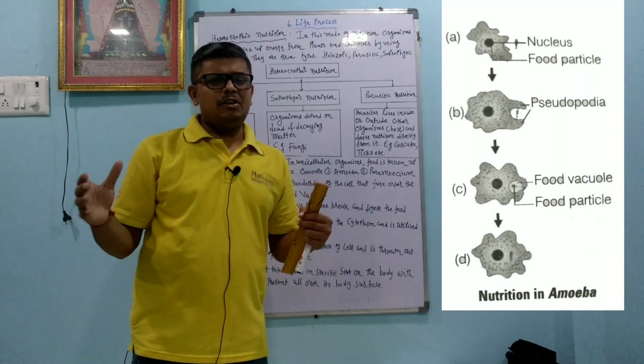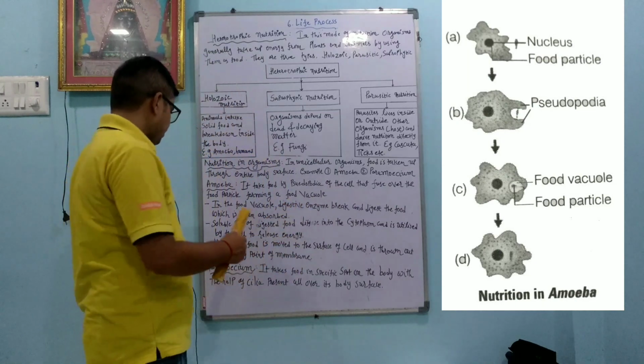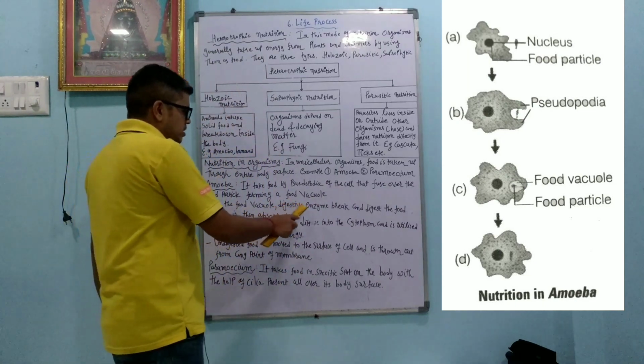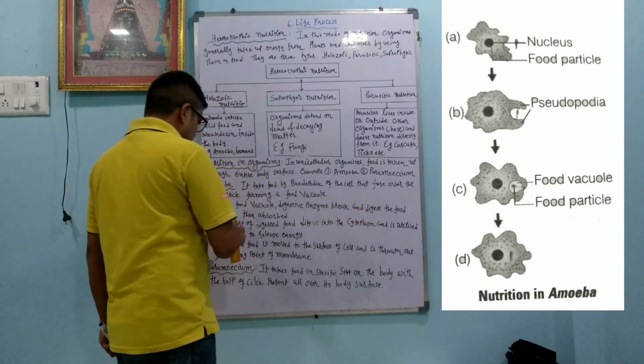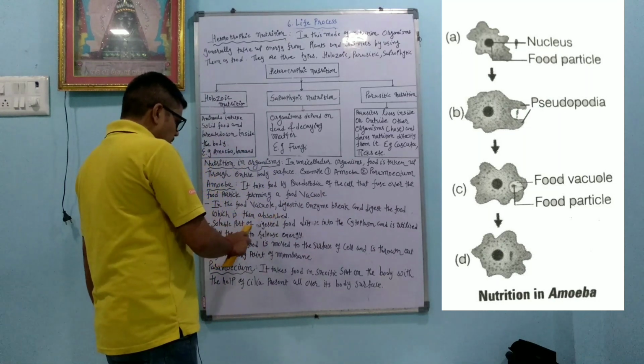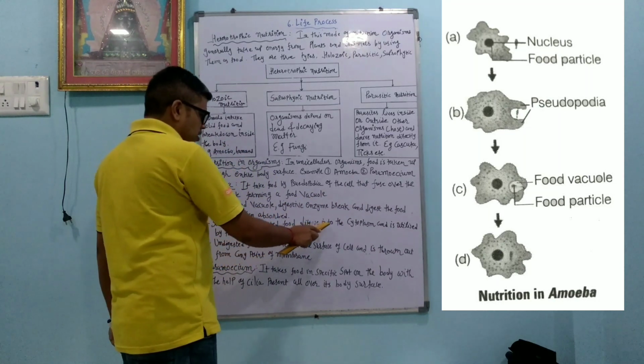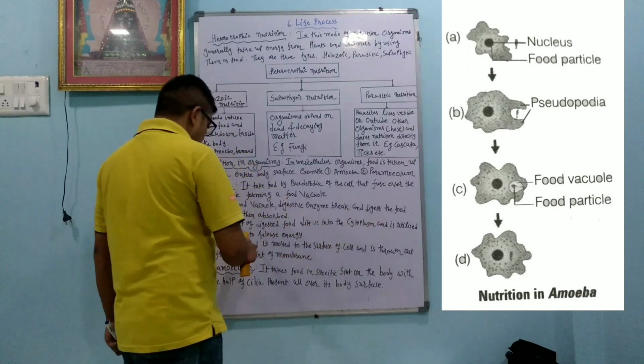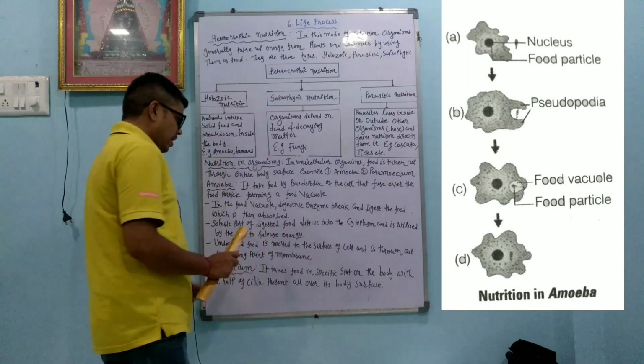The excretory material is thrown out of the body by diffusion. In the food vacuole, digestive enzymes break down and digest the food, which is then absorbed. The soluble part of the digested food diffuses into the cytoplasm and is utilized by the cell to release energy.